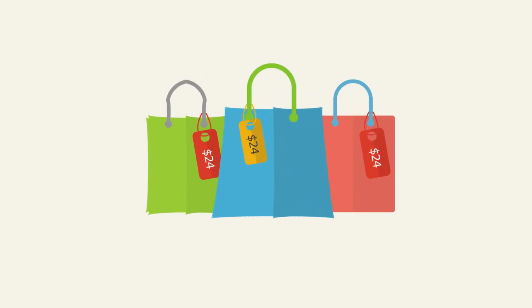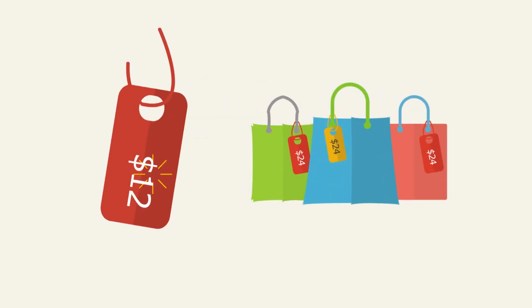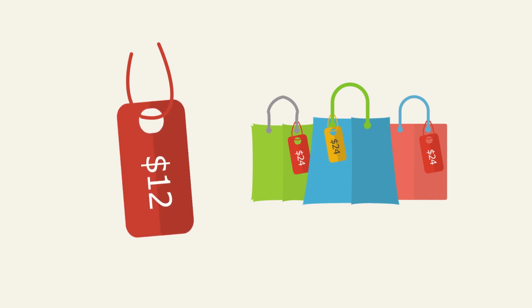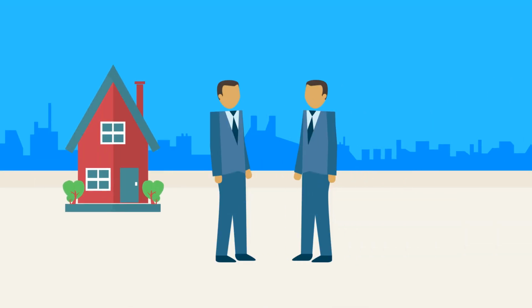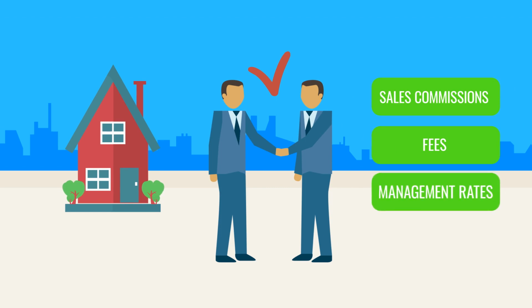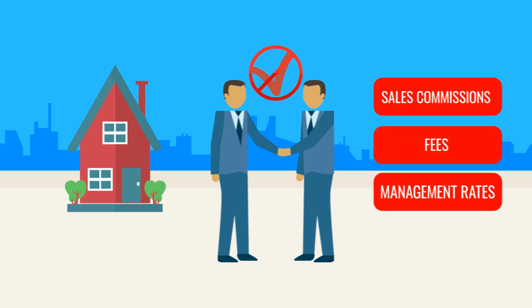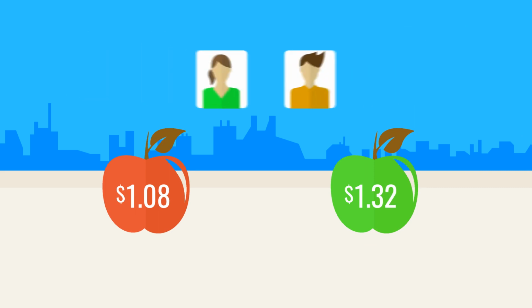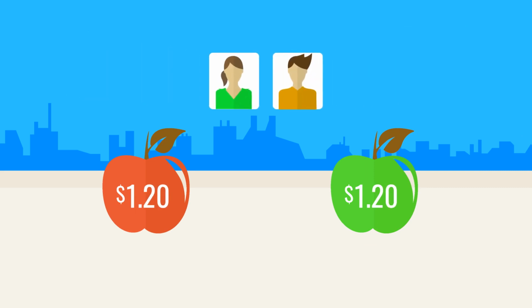Price fixing. Price fixing is the practice of setting prices for products or services rather than letting competition in the open market establish those prices. In real estate, price fixing occurs when competing brokers agree to set a standard price for sales, commissions, fees, or management rates. The Sherman Antitrust Act forbids any type of price fixing in any industry. For example, if you and your neighbor both sell apples, the two of you can't get together and decide that you're both going to charge the same price for an apple.